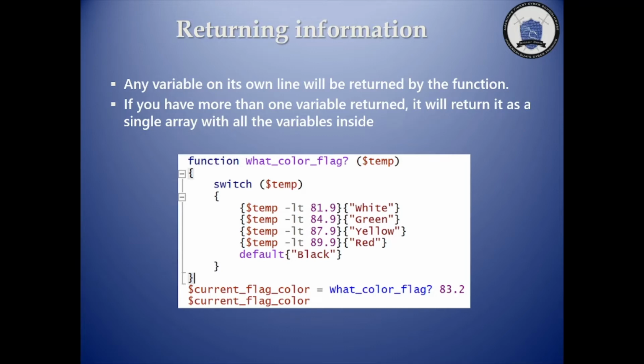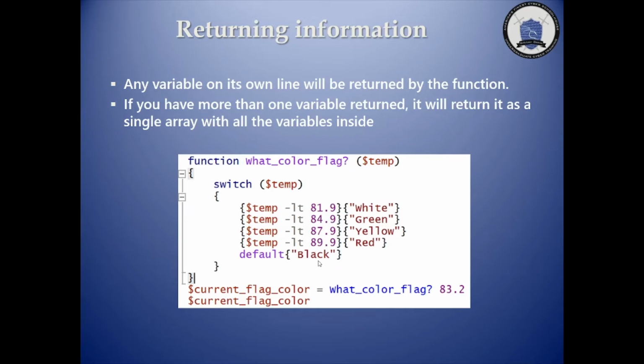So for example, in this one, we have what color flag using the parameter temp, standing for temperature. And then we have a switch statement using the variable temp. If the temperature is below 81.9, it's going to be white, below 84, green, 87, yellow, 89, red, and then default if it's none of those, black.